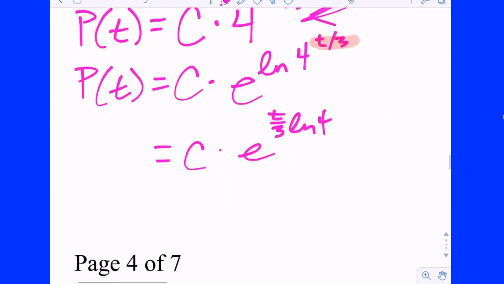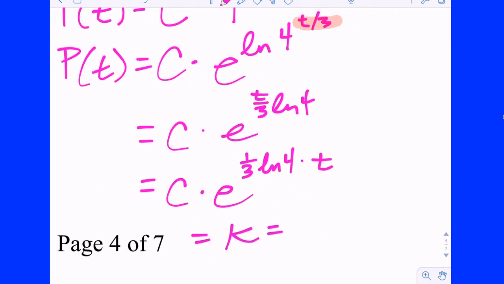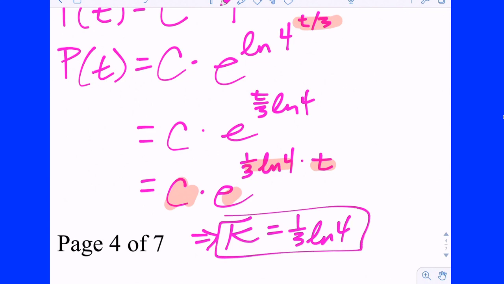Yeah? And now with a little clever regrouping up there, you could say that it's 1/3 natural log of 4 times t. And now you can get k. K is what? You have it in the sect format, and k must be 1/3 natural log of 4. Yeah, there we go. Will it always be the time period times the natural log of whatever factor you grew by?